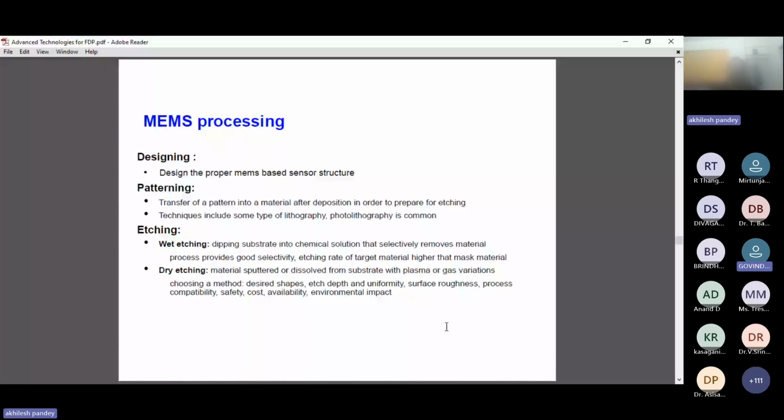Dry etching, as I explained, is where plasma is formed. The method can be chosen based on desired shape, etch depth, uniformity, surface roughness, process compatibility, safety, cost, availability, and environmental effect. So in that case, dry etching can be done.